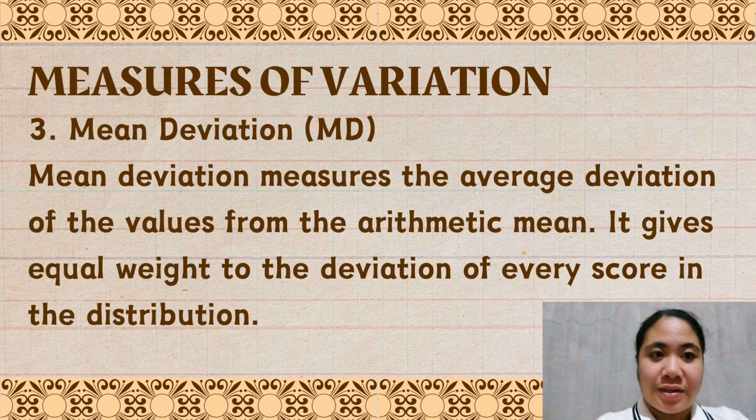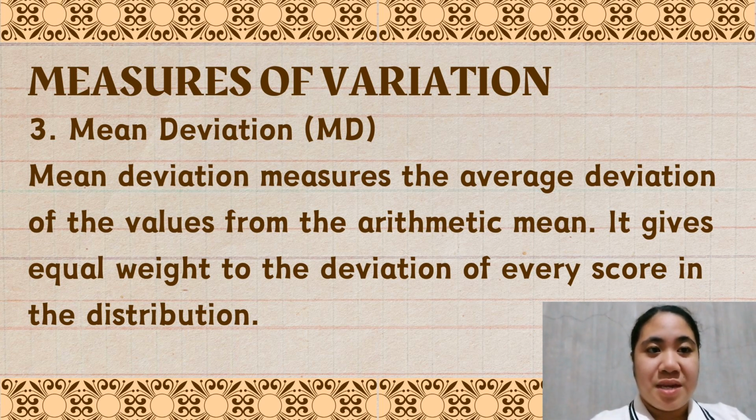Mean deviation measures the average deviation of the values from the arithmetic mean. It gives equal weight to the deviation of every score in the distribution. When we say mean deviation, it tells us the average distance of each value from the mean of the dataset.